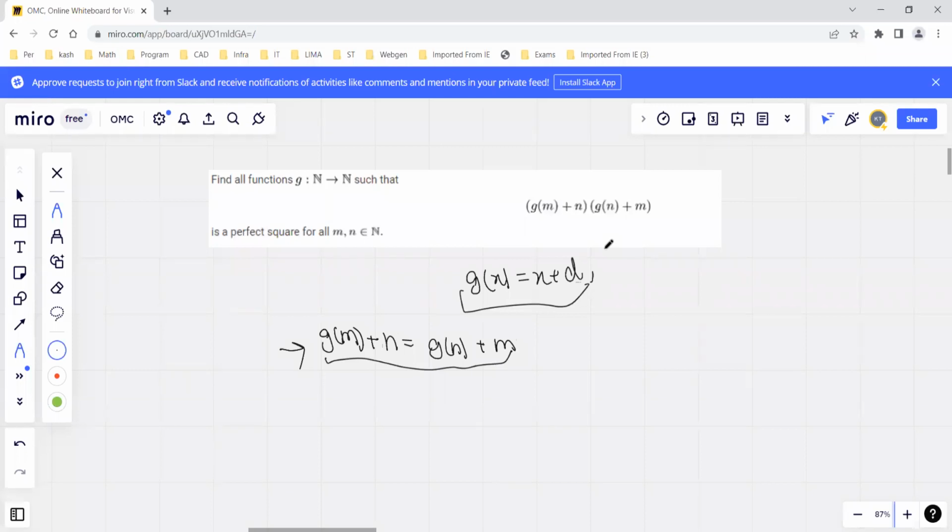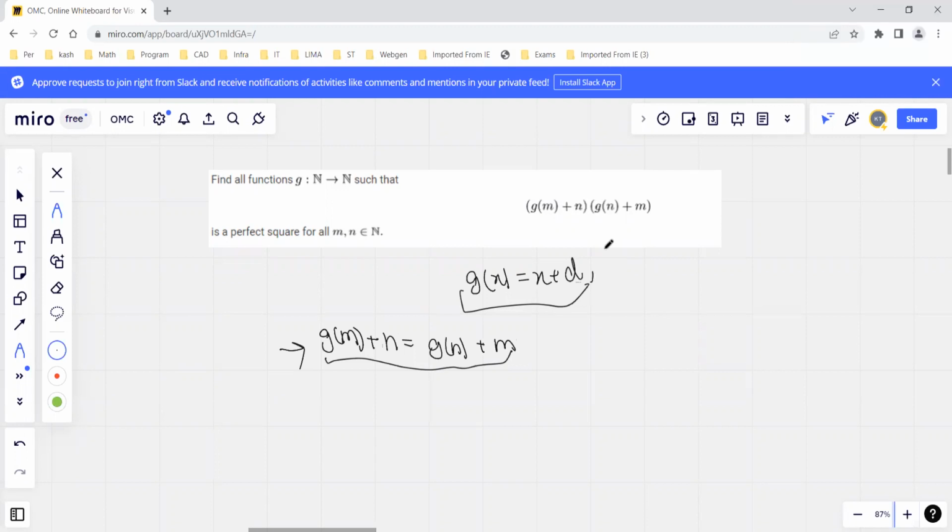For some function, for all m, n, it may not always be the case that the product will always be a perfect square. If this statement doesn't hold, g(m)+n is not g(n)+m for every m, n, and they may not always become a perfect square. Why? Which m and n would give a contradiction? It should be a bit more rigorous.